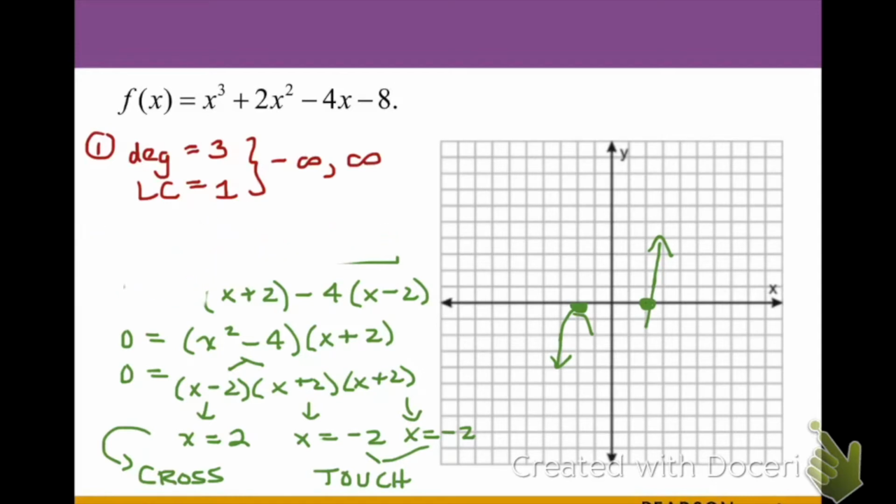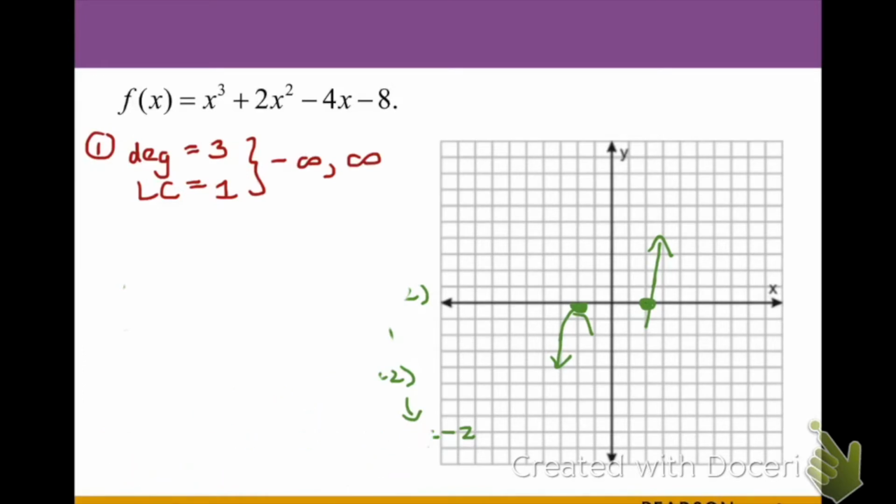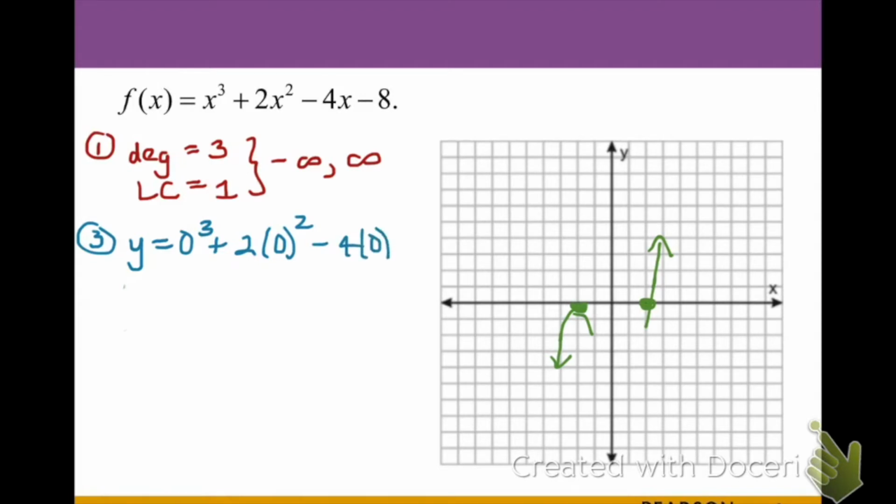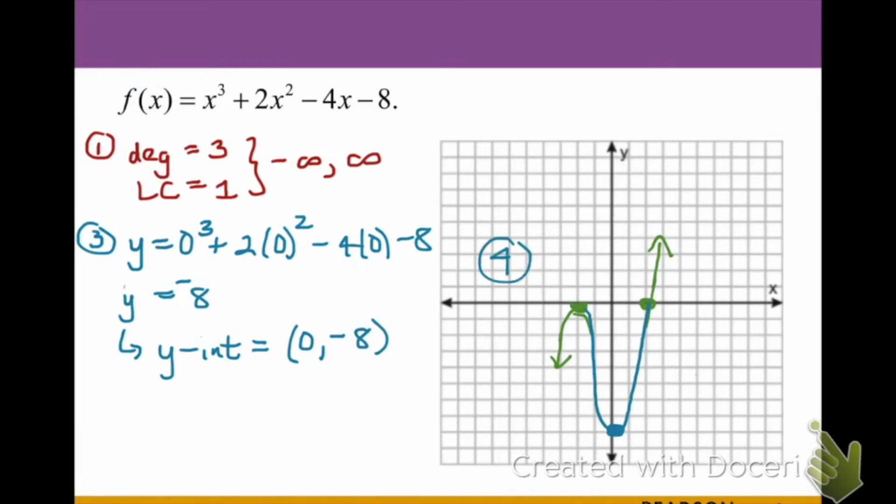And we can do this by finding our y-intercept. Remember, to find the y-intercept, what we're going to do is plug in 0 for the x values. So this gives us 0 cubed plus 2 times 0 squared minus 4 times 0 minus 8. If we simplify that, that's just going to give us negative 8. So our y-intercept here will be at (0, negative 8), which we can go ahead and graph. And so if we connect our points, we're going to get this lovely little polynomial graph here.